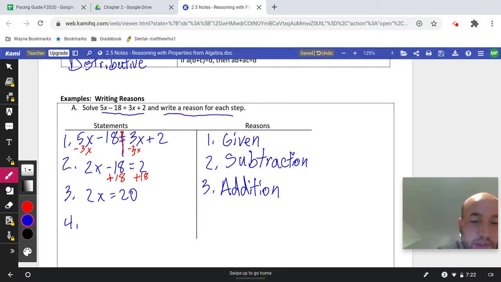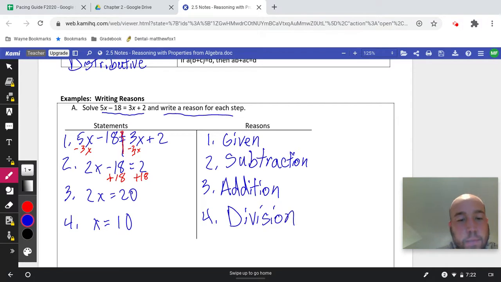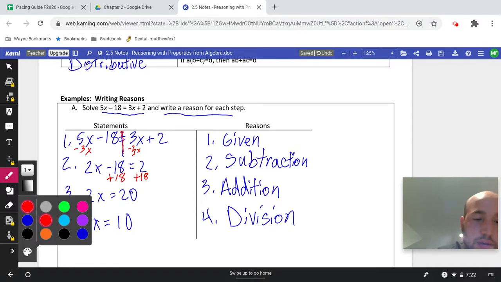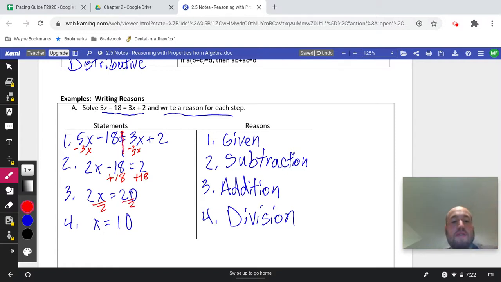Step 4, the statement will just be x equals 10. And the way I got that was by the division property. I divided both sides by 2, and that resulted. And if it helps you, let me show you in red here. Once again, the red ink is optional. Divide by 2, divide by 2. If the red helps you, put it every time. If it doesn't help you, it's unnecessary, then you don't need to do it.